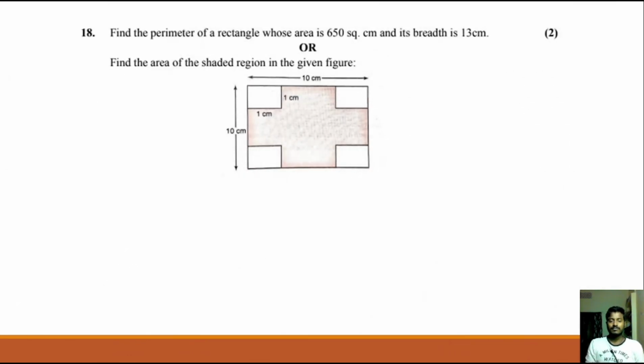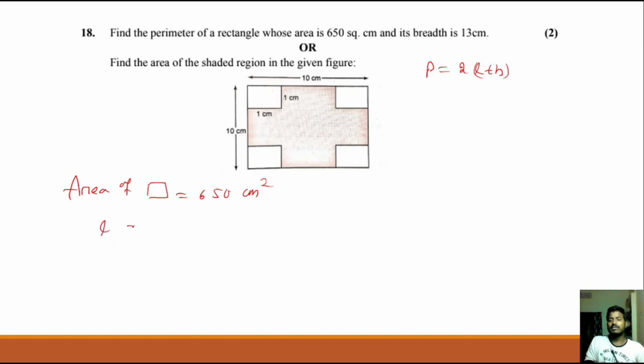Next question. Find the perimeter of the rectangle. The perimeter of a rectangle formula is 2 times (length plus breadth). The area is given, so write down: area of rectangle is equal to 650 centimeter square.